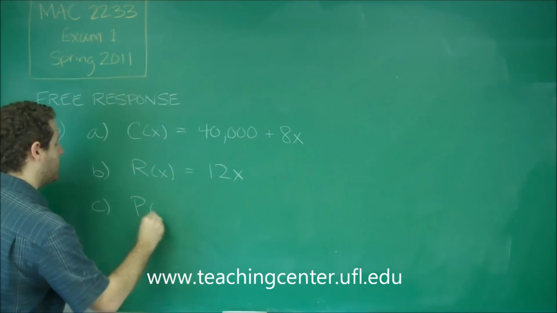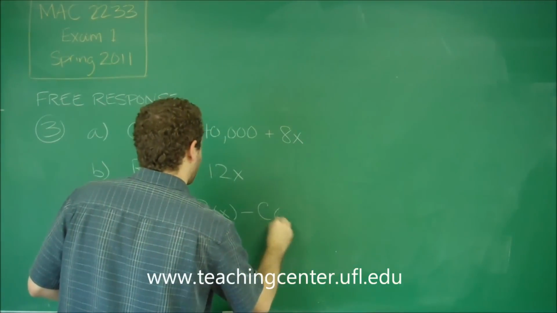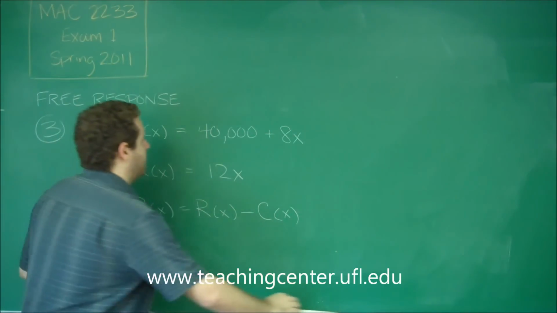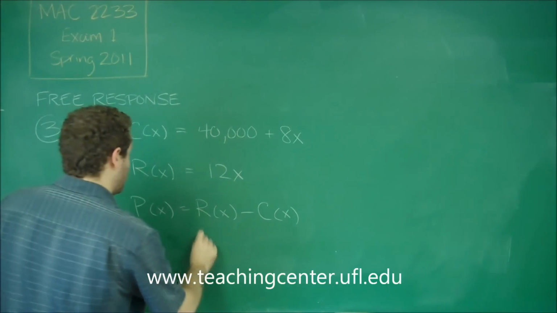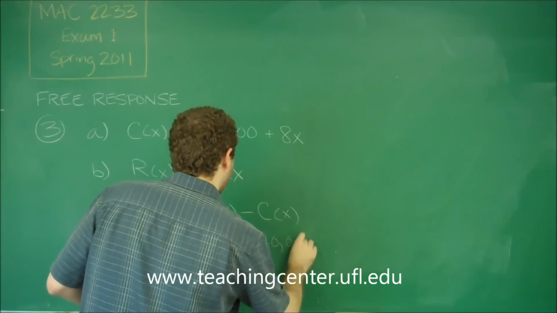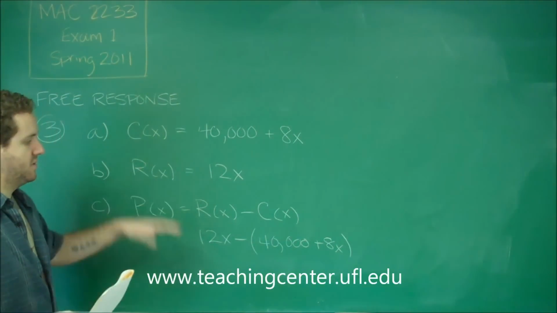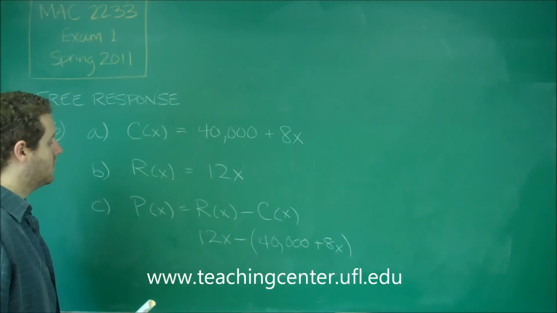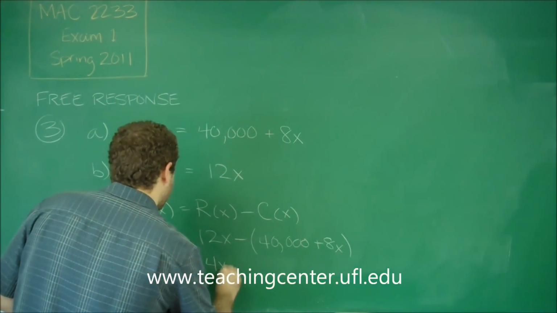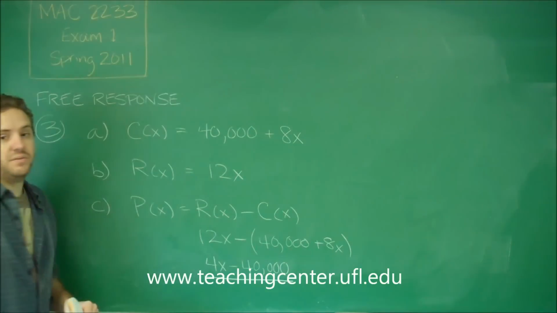Profit function, P of x, is always the money you make, the revenue, minus your costs. So profit is revenue minus cost. We already have functions for revenue and cost. So we have 12x minus 40,000 plus 8x. Remember that if a cost function is a few different terms, you need to put it in parentheses. So 12x minus 8x is 4x, so we get 4x minus 40,000 as our profit function.